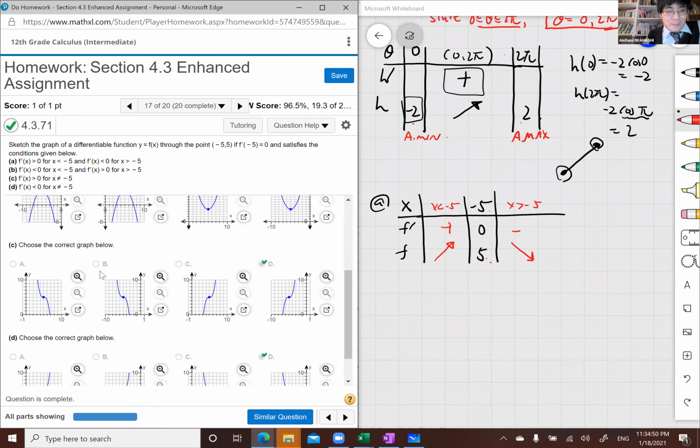Now look at choice C. Choice C said f dash is positive for any x not equal to -5.